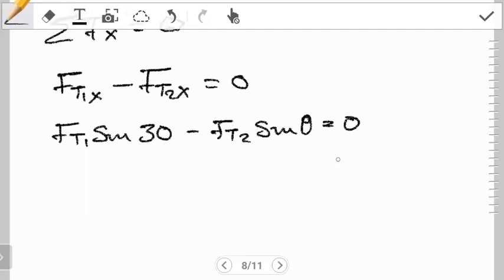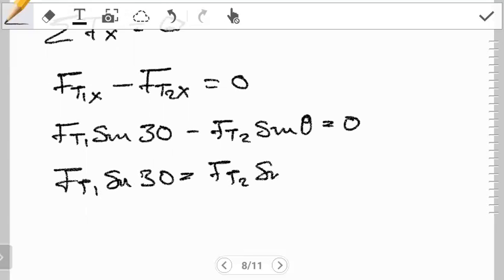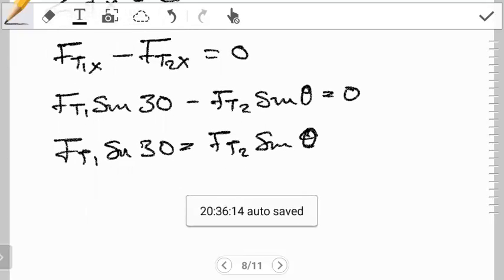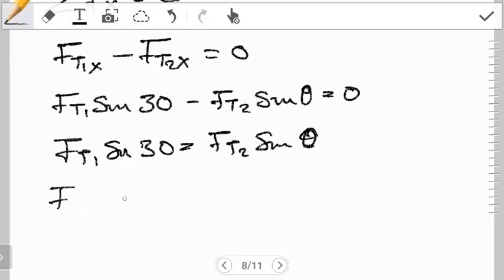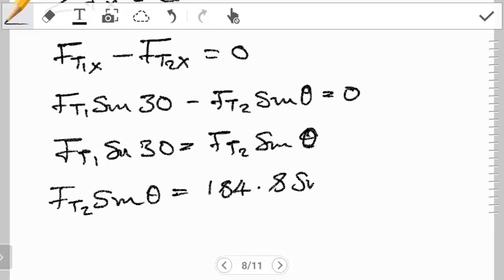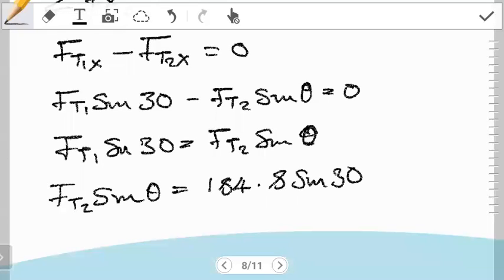So one term can go to the other side. We now have FT1 sine 30 is equal to FT2 sine theta. It becomes positive and goes the other side. So I can just rewrite this now. What I have is FT2 sine theta is equal to, we found what FT1 was, we had 184.8 newtons. So this is multiplying sine 30. Okay, so from here you can simplify.